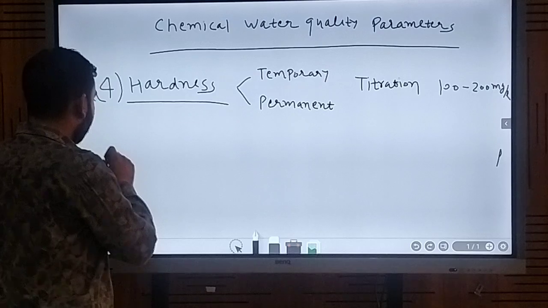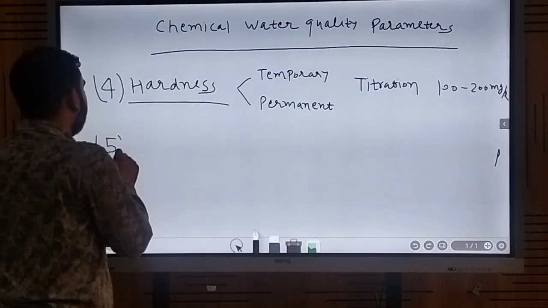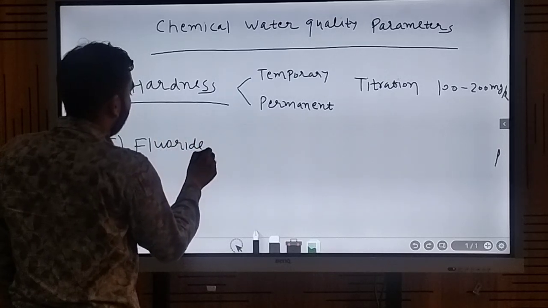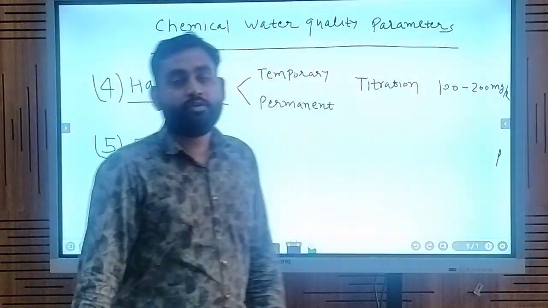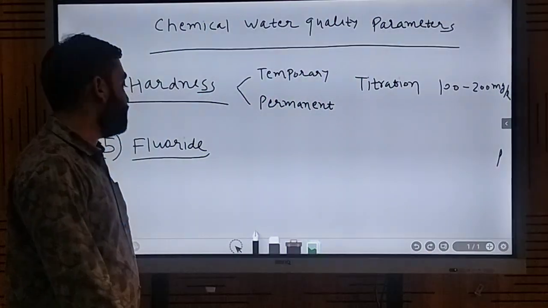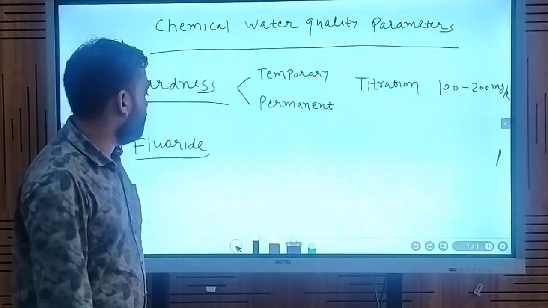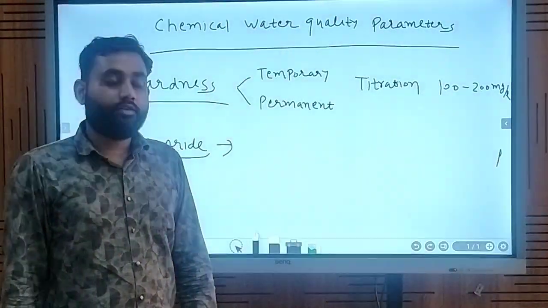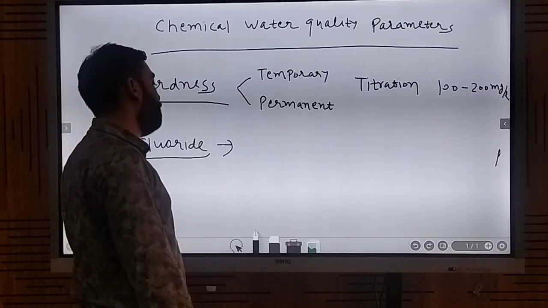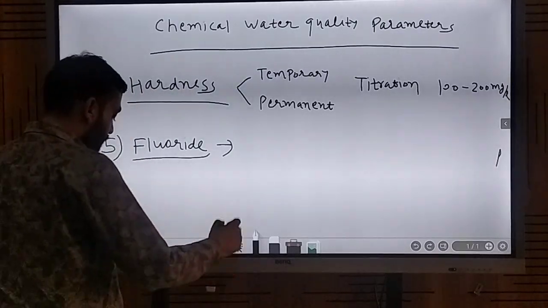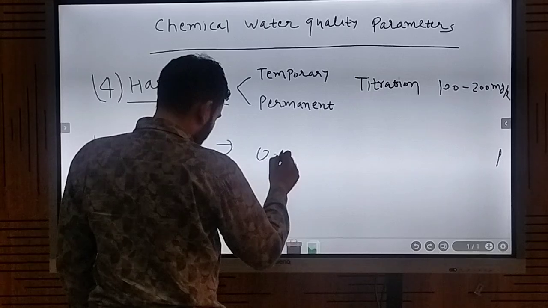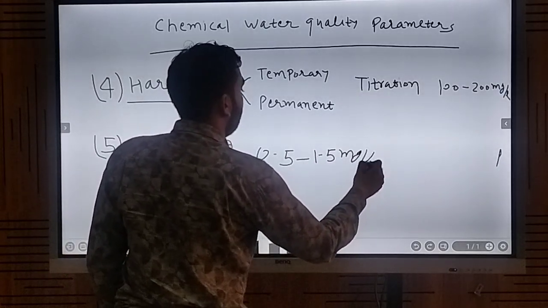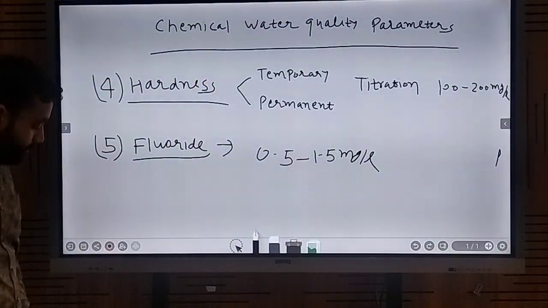Next one. The next chemical water quality parameter is fluoride. Fluoride is responsible for the fluorosis disease, and it causes bone and teeth problems. So we have to limit it. Its permissible limit is 0.5 to 1.5 milligram per liter. It is measured by titration.